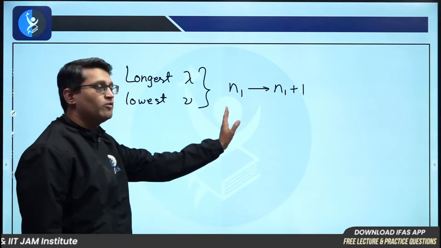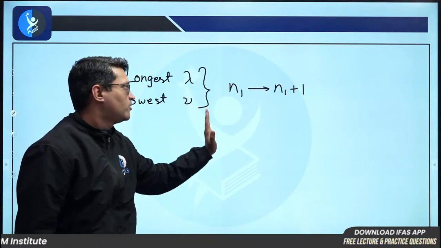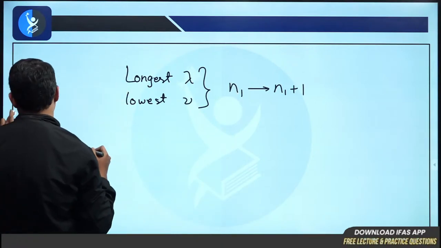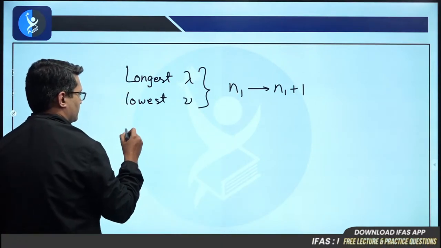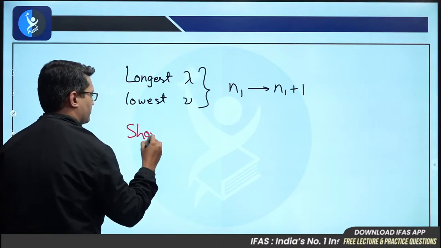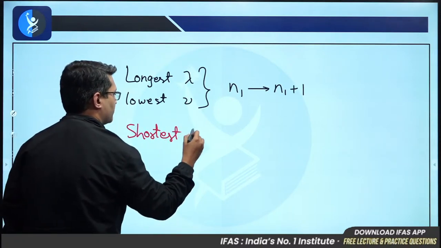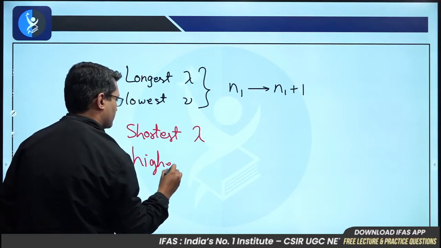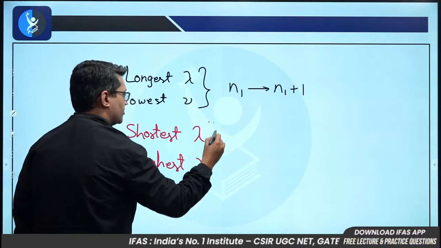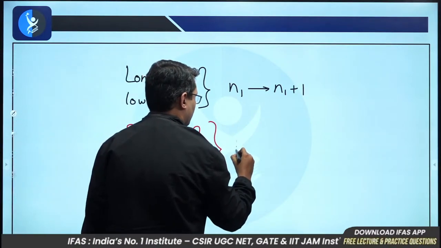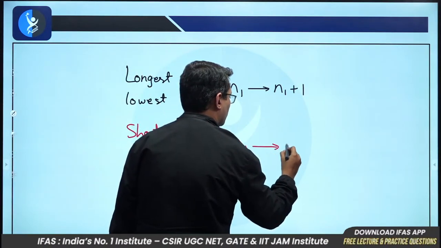Okay, so n1 to n1 plus 1. And similarly, the shortest wavelength, or highest frequency, is the transition from n1 to infinity.